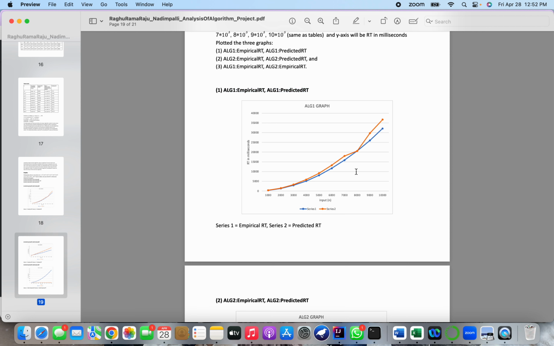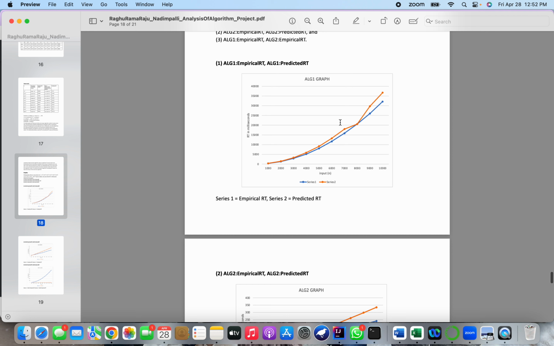So here you can see the graph is very close for each input n. My orange line is the predicted RT, and the blue line is the empirical RT. That says my practical running times are not slower, they're a little bit faster than the predicted RT that I've got.